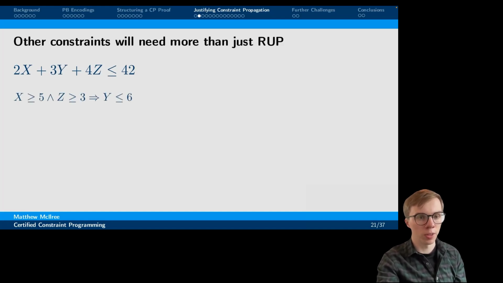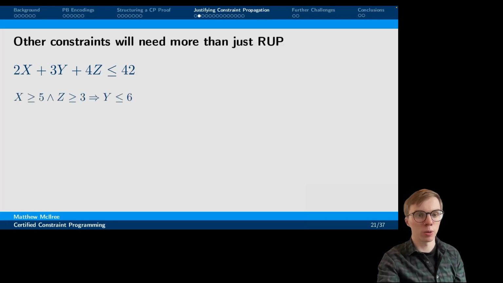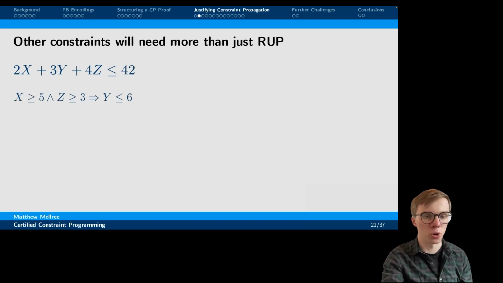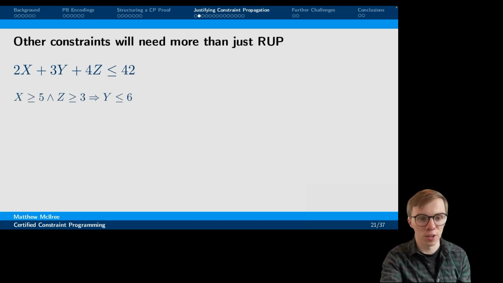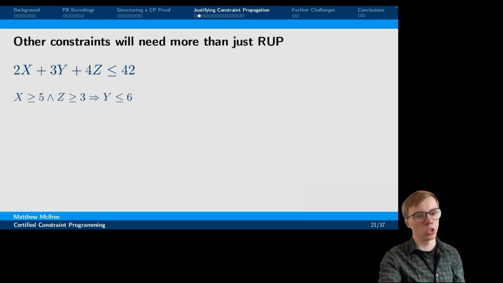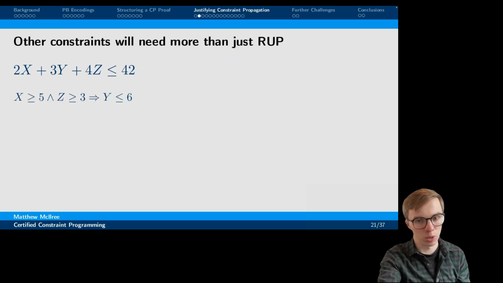We just multiply out by the coefficients. So this first term, 2x, must be greater than or equal to 10. And this third term, z, must be greater than or equal to 12, if indeed x is greater than 5 and z is greater than or equal to 3. So that means that y can't possibly be 7 or any bigger than that because this would then be 21, and taking the sum of these things would take you to more than 42. So we can infer, the solver can infer that y is less than or equal to 6.